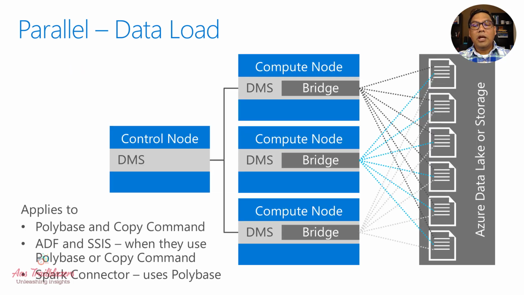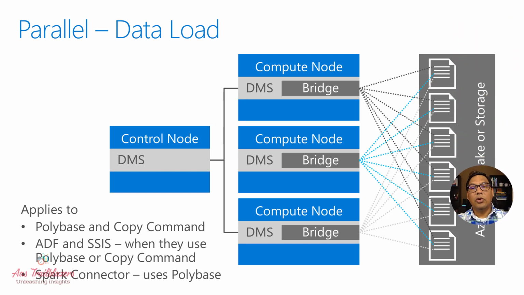If you are a big data developer and write code in Apache Spark in technologies like Synapse Spark Pool or Azure Databricks, you can use a Spark connector. This connector internally leverages Polybase and enables parallel data load.